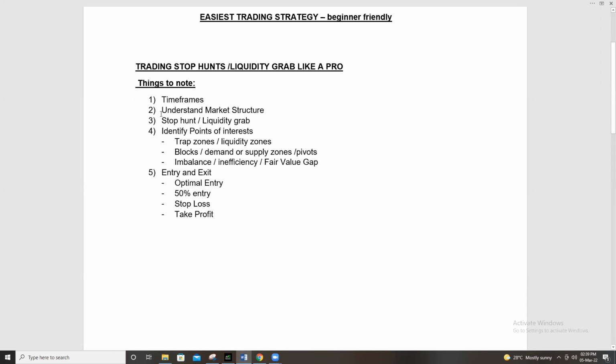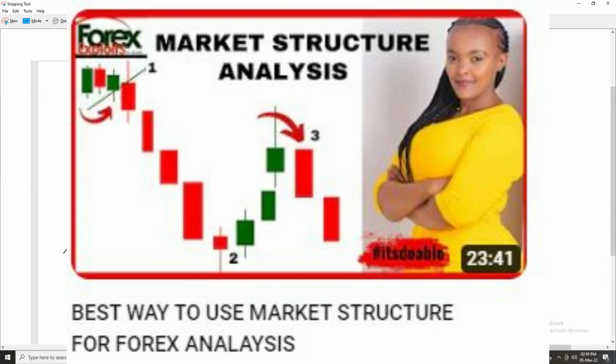The next thing is understanding market structure. What is market structure? This is how the market moves. If you're on a buying cycle or a selling cycle, there are rules for how the market should be moving or how to identify a cycle. It's through market structure. Again, there's a video on the YouTube channel on how to understand market structure.